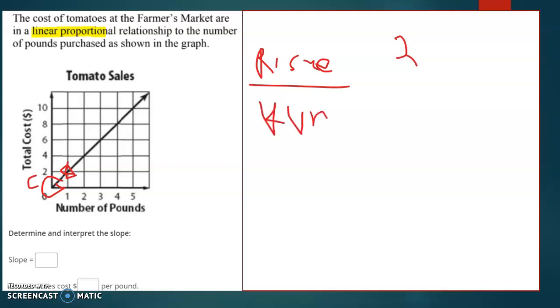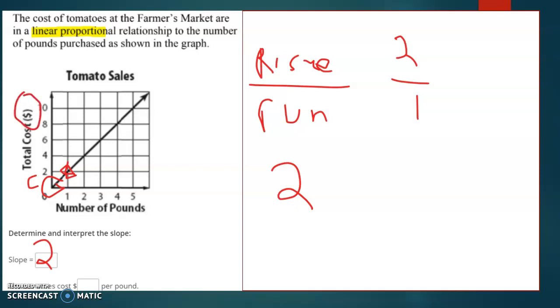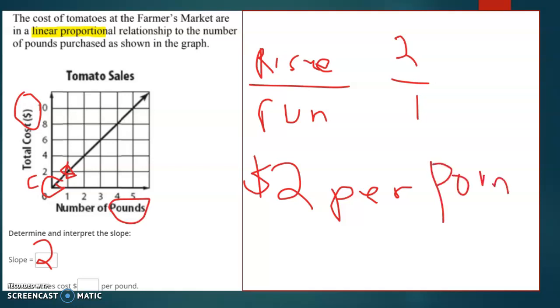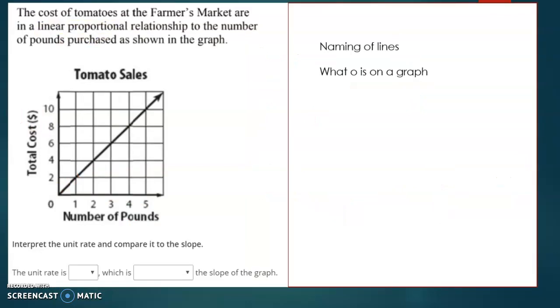and my run, ooh, that is very sloppy. Let's see if I could do that again. My run is 1, so my slope is 2. I pick up my Y unit, dollars. I say per, and I pick up my X unit, pounds. And that is $2 per pound.